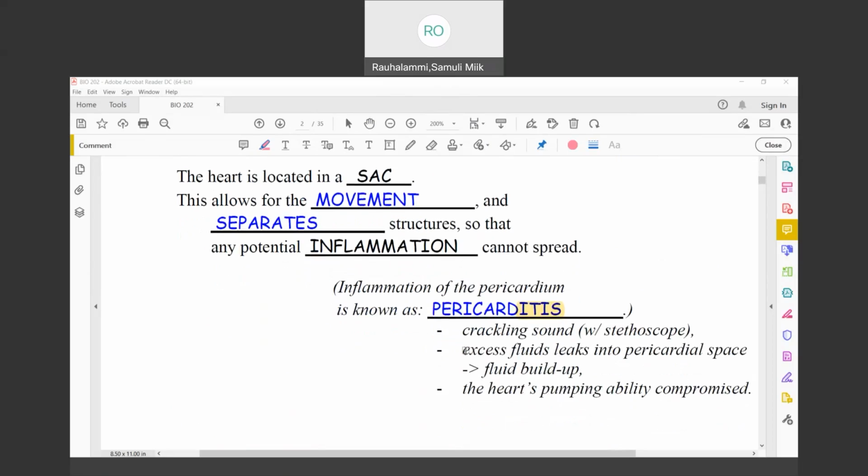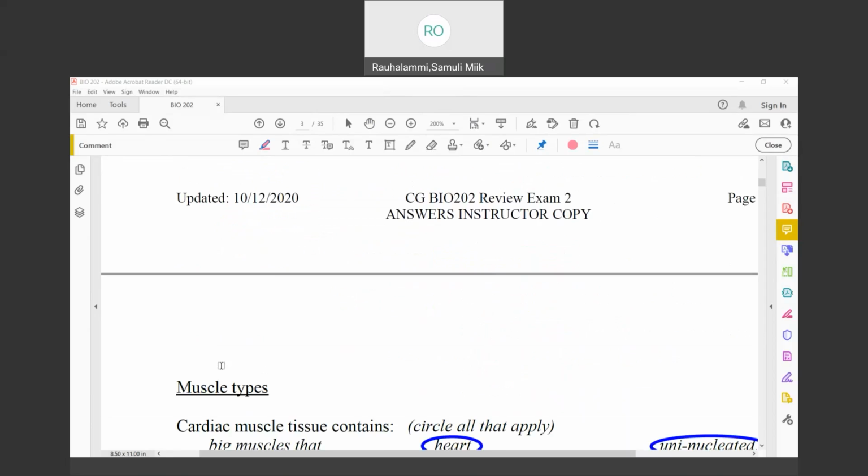One thing that I do want to highlight here is the inflammation of the pericardium. You remember in anatomical terminology, inflammation was always "itis", and in this case, it's going to be pericarditis. A couple of things to notice about that. We could hear it with a stethoscope quite often as a crackling sound. As a result of this condition, we do end up with excess fluid leaking into this pericardial space and fluid building up there. And of course, in the long term, we're going to end up with the heart's pumping ability getting compromised. So those would be some of the good things to know about pericarditis.